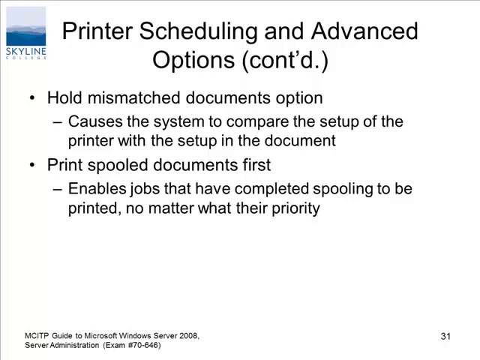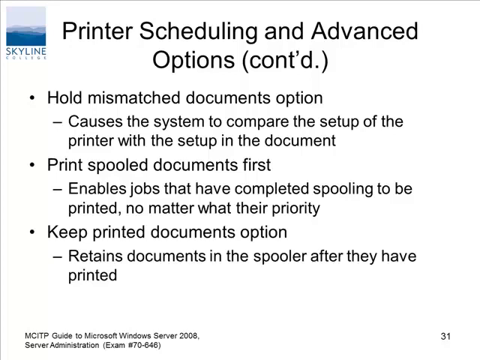Print spool documents first. Have completed spooling to be printed no matter what their priority. And that's a big deal there, no matter what their priority, the spool jobs are going to be printed first. But if we have multiple spool jobs, the one with the higher priority is going to go into the print queue quicker. Keep printed documents option, retains the documents after they've been printed.